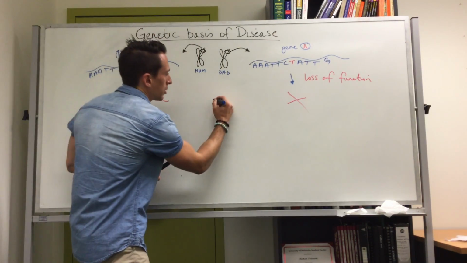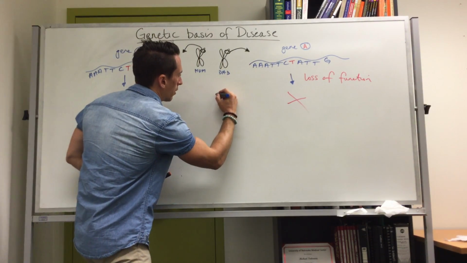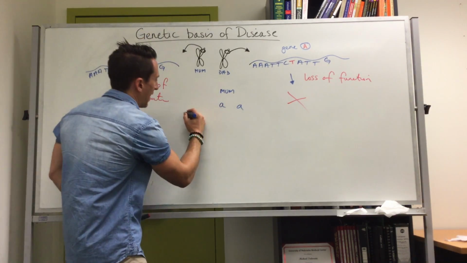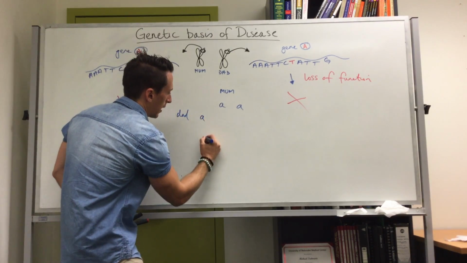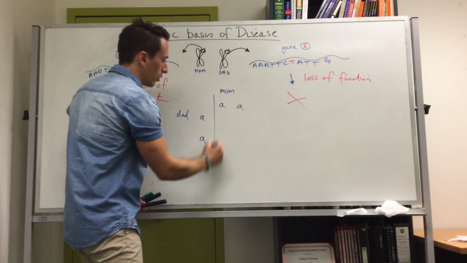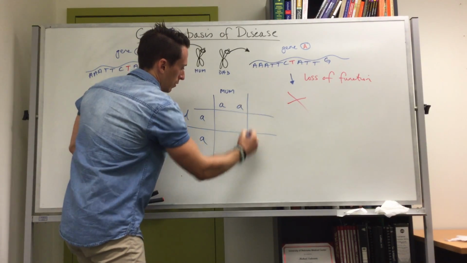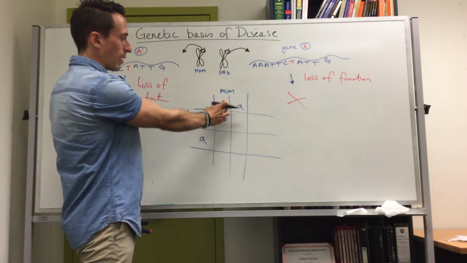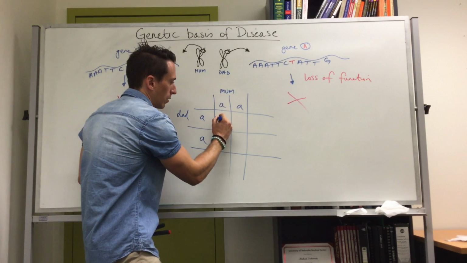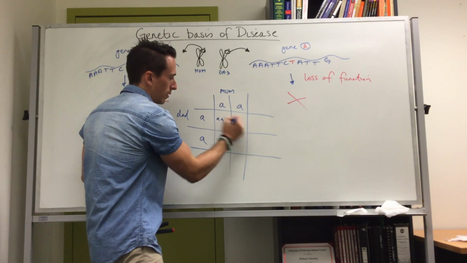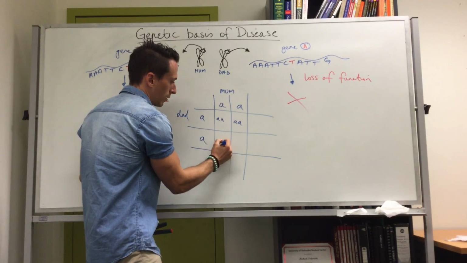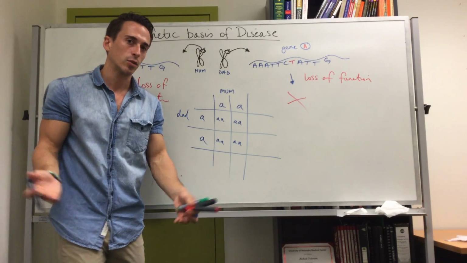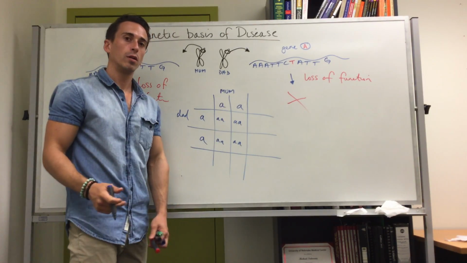So for example, let's just say that mum is big A, and dad is big A. What is the likelihood of getting a disease? If mum's big A, dad's big A. Well, that's the child here, the next offspring. Every one of the children do not contain the dysfunctional gene, and they're all fine.